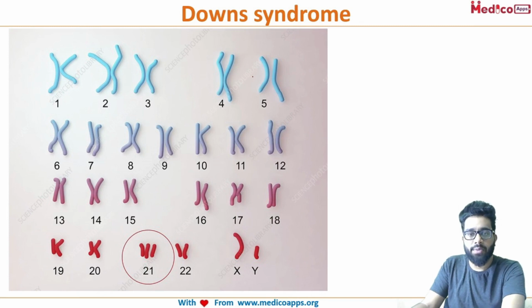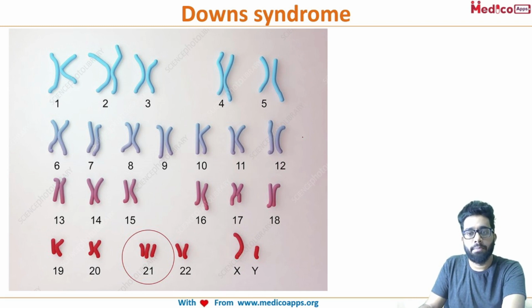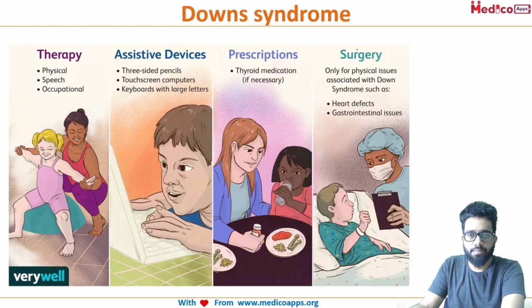This is the typical karyotype of Down syndrome. It's often asked in your exam. This karyotype can be shown as a pictorial question. So you have to look at all the chromosomes. You see all are in pairs, except for 21, where there are 3 chromosomes. So this is trisomy 21, and it's Down syndrome.